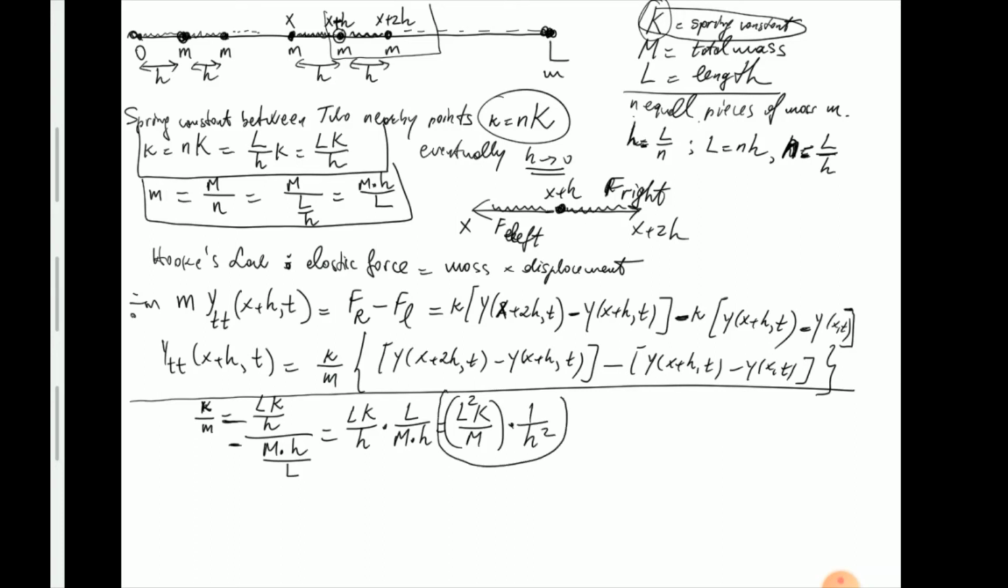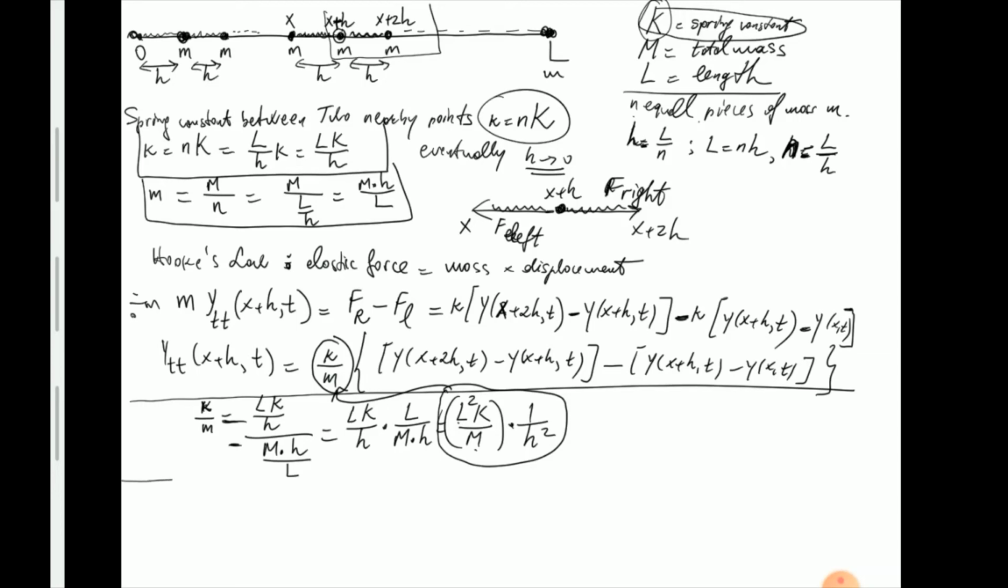So this constant replaces little k over m. The key thing is to look at this h squared, because we're going to take a limit immediately as h goes to 0. So we're going to have a big constant, a chunk here that is a combination of these physical constants that are specific to the original string, right? It's total mass, it's total length, it's elastic constant, big K. And then we're going to divide this big parenthesis by h squared.